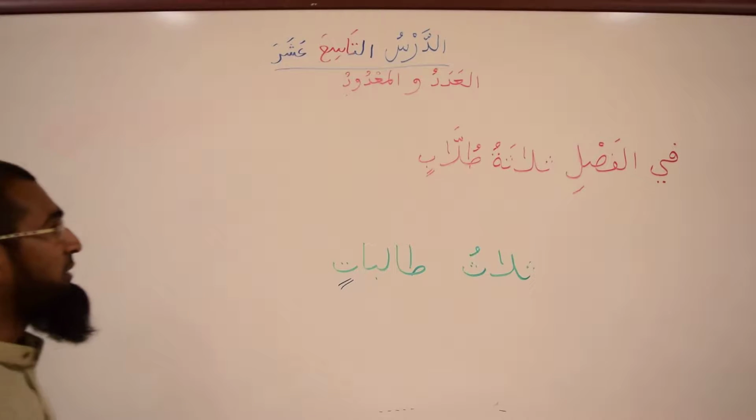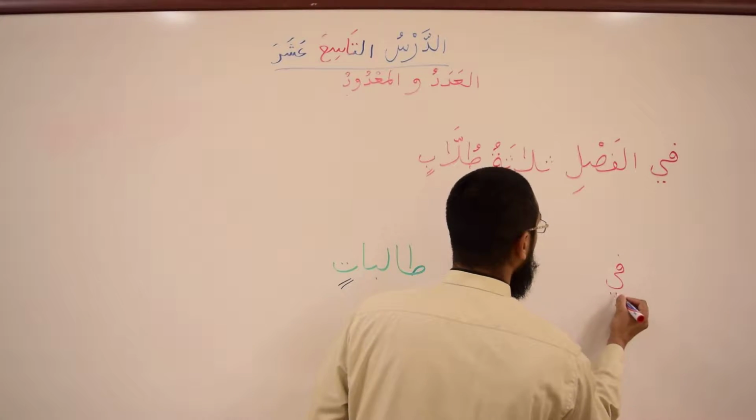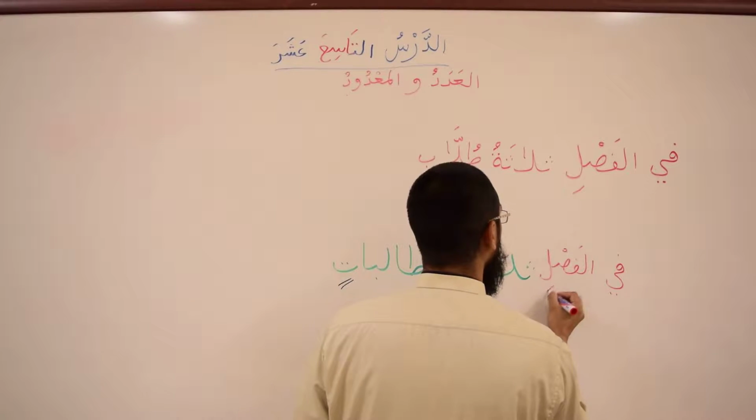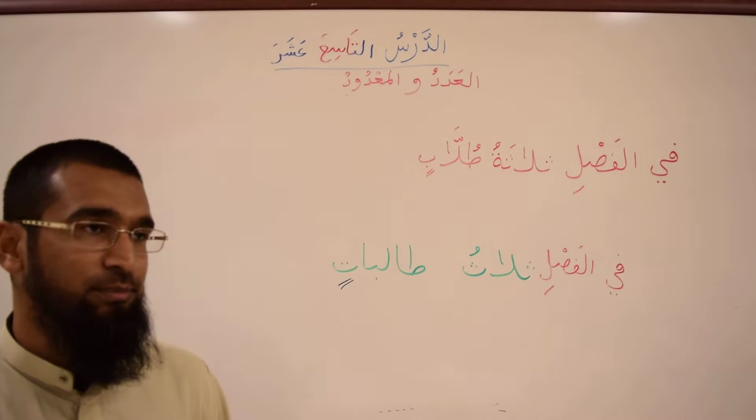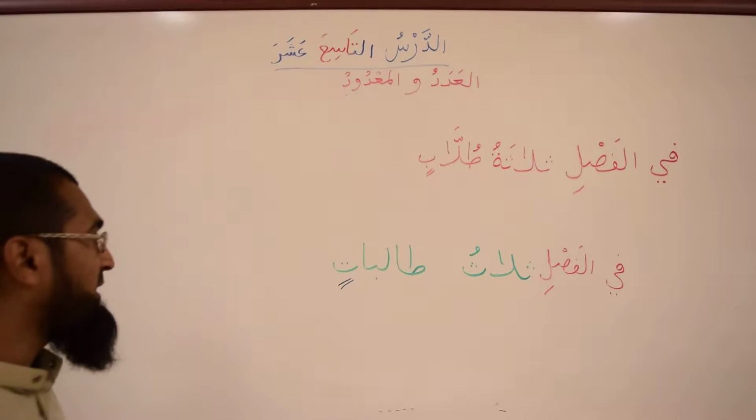So it would be fil fasli. You can just add it right here. Fil fasli. In the classroom, thalathu talibatin. There are 3 female students. And it's as simple as that. Let's do 2 more examples.